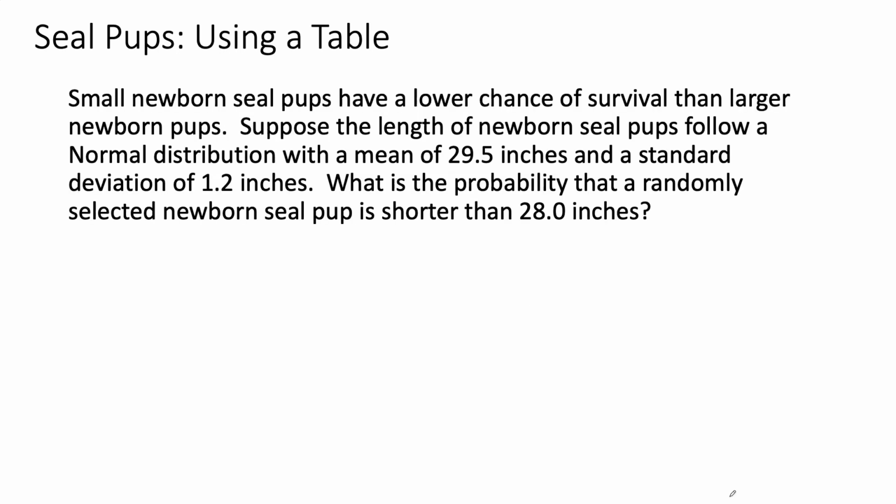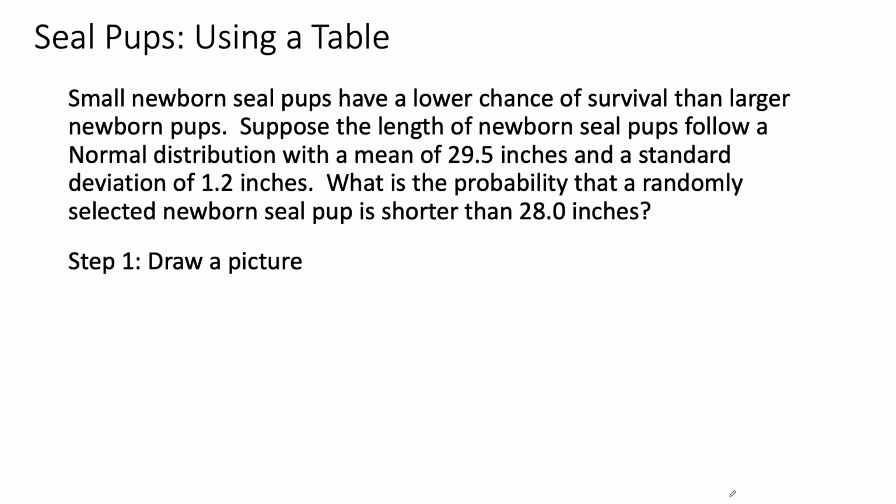So let's look at the seal pups example again and see how we could use a table to find probabilities. Small newborn seal pups have a lower chance of survival than larger ones. Suppose the length of newborn seal pups follows a normal distribution with a mean of 29.5 inches and a standard deviation of 1.2 inches. What's the probability that a randomly selected newborn seal pup is shorter than 28.0 inches?